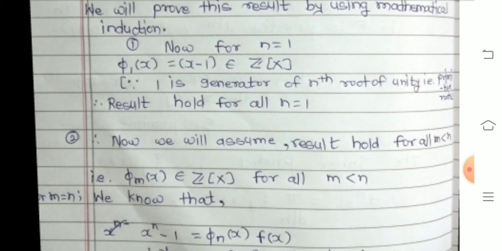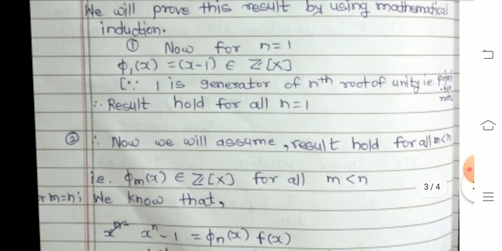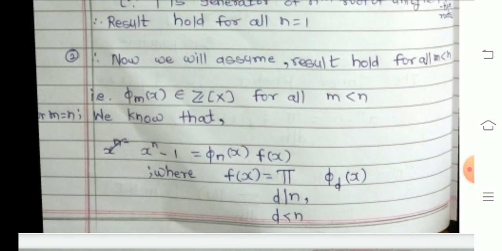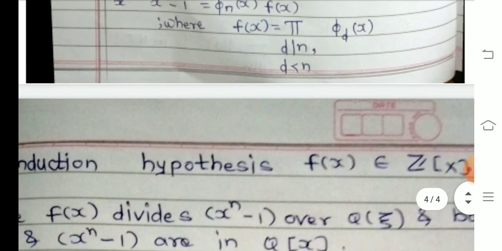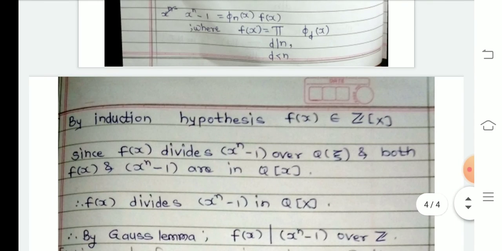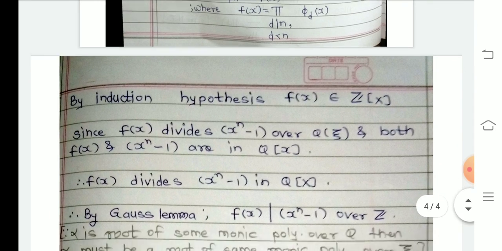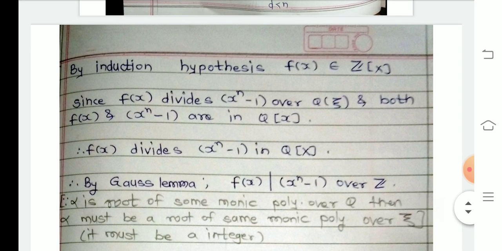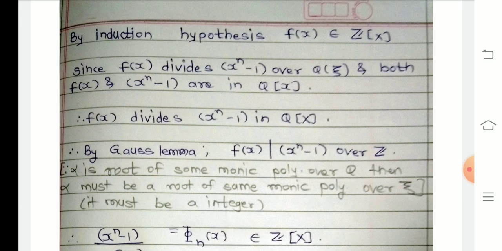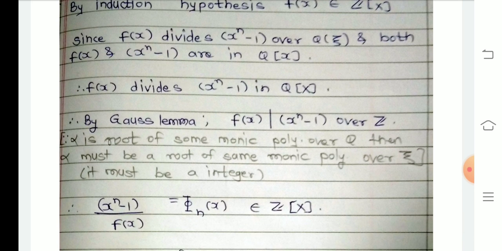Then for m equal to n, we know that x^n − 1 equals Φ_n(x) into f(x), where f(x) equals the product over d dividing n with d less than n of Φ_d(x). By the induction hypothesis, f(x) belongs to Z[x]. Since f(x) divides x^n − 1 over Q, and both f(x) and x^n − 1 are in Q[x], therefore f(x) divides x^n − 1 in Q[x]. By Gauss's lemma, f(x) divides x^n − 1 over Z.